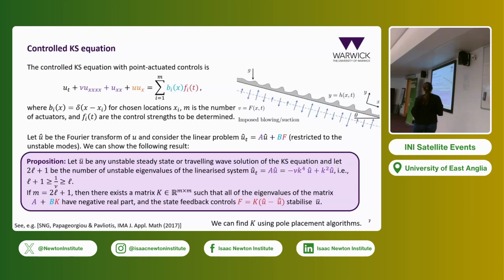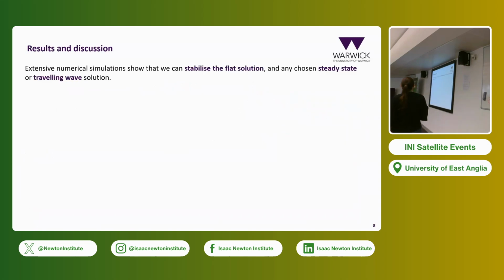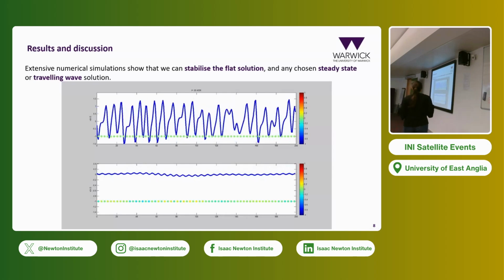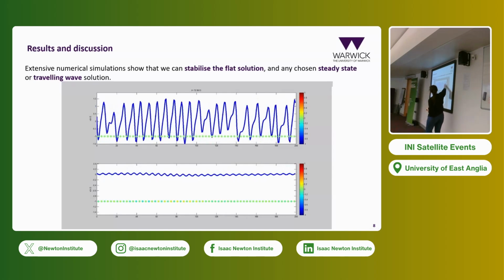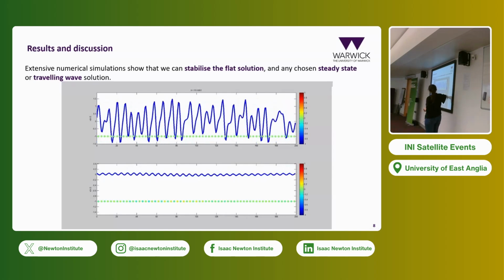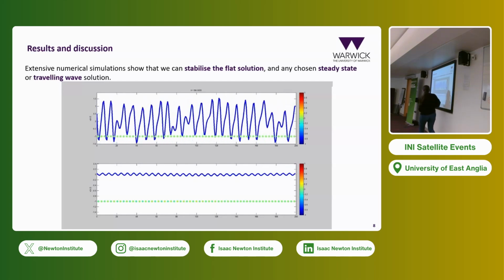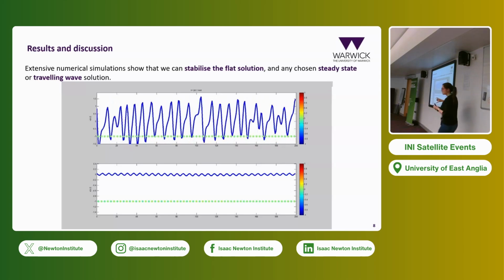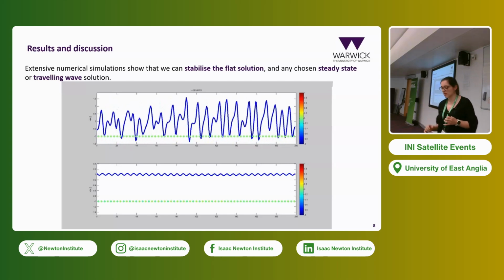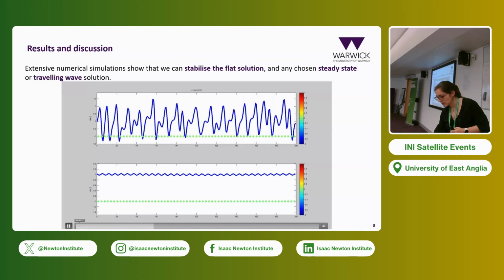There's algorithms we can use to find that function k, and then we can use that to control, for example, the flat solution or any traveling wave solution. So this video here is me stabilizing the previously chaotic solution that I showed you towards a flat solution using a bunch of controls. So the green dots here are the control locations, and if they're green, they're pretty much 0. So in the top, I'll start this again.